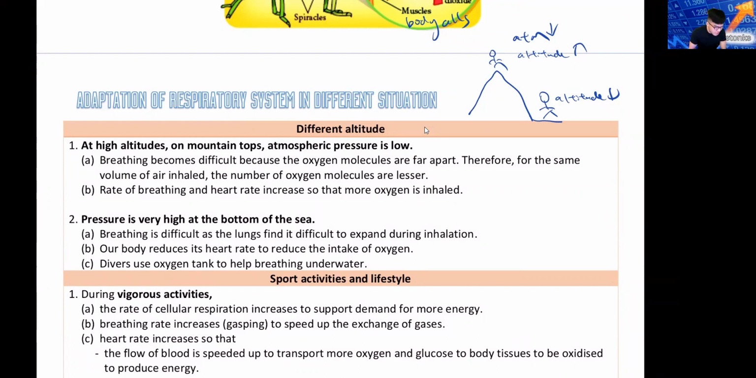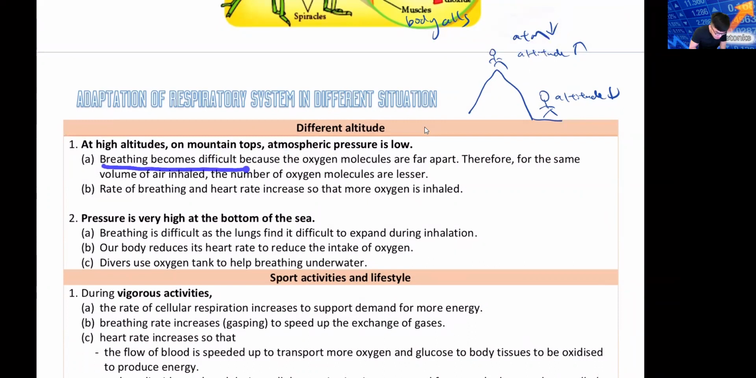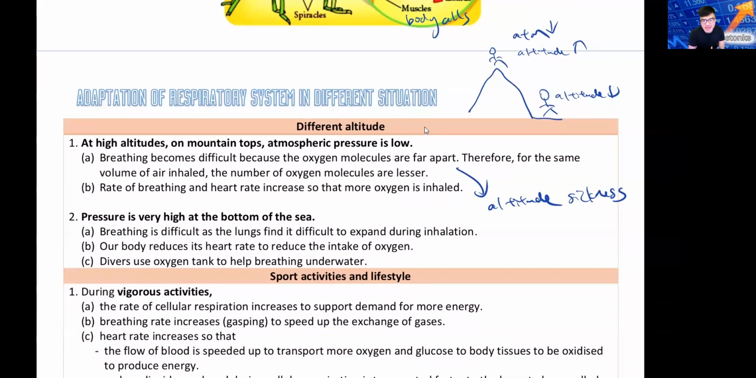So let's look at each of these points. At high altitude, pada altitude tinggi, on mountain tops, atmospheric pressure is low, as I said. So breathing becomes difficult because oxygen molecules are far apart, very little oxygen up there. Therefore, for the same volume of air inhaled, the number of oxygen molecules is less. So you will experience something called altitude sickness. You feel lightheaded, you feel dizzy. Basically, you don't feel good. It's like you lack air.